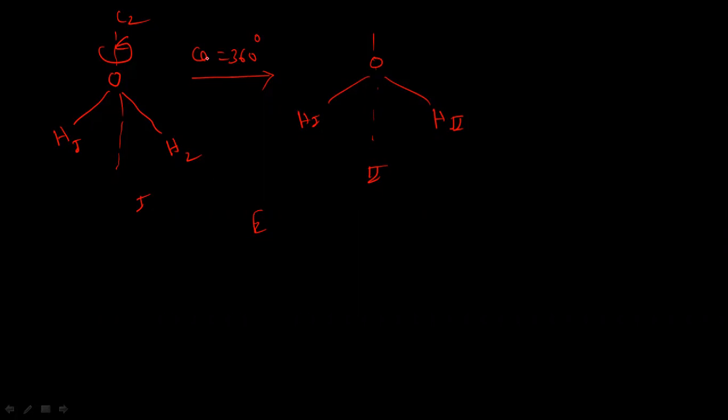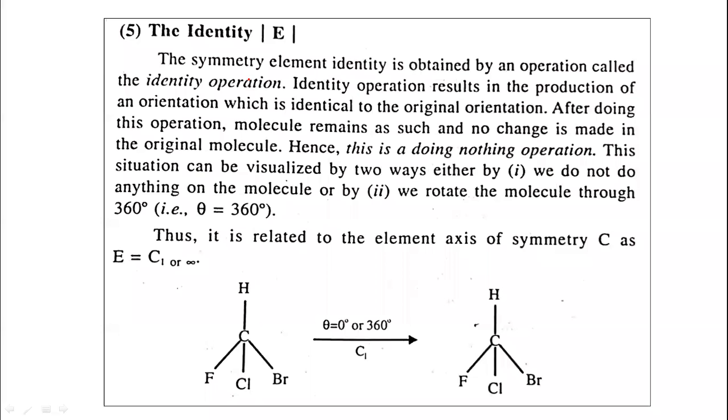So generally the molecule should be rotated through 360 degree, then we are getting the same configuration here. That is called identity. So the identity operation results in the production of an orientation which is identical to the original orientation. So it becomes very simple. This type of symmetry element is present in all the molecules.